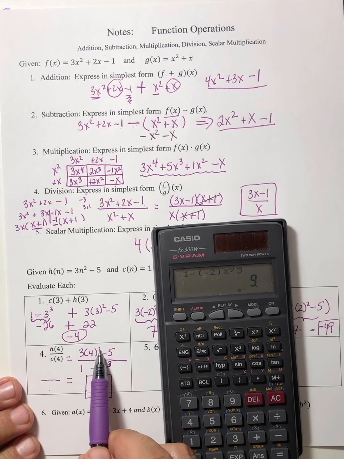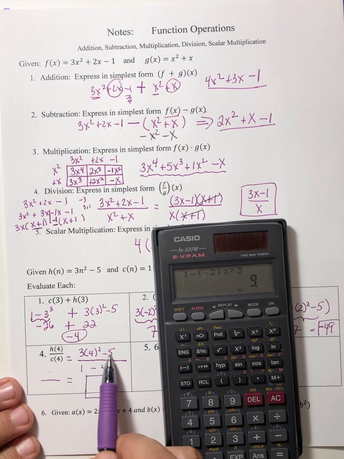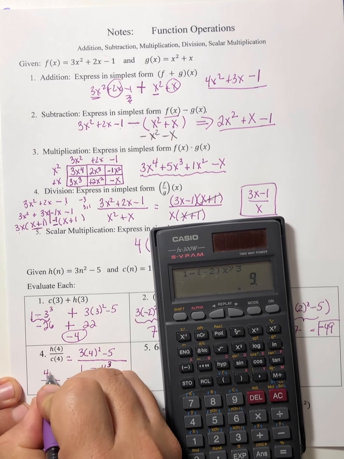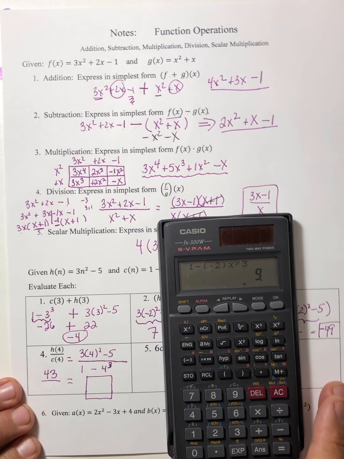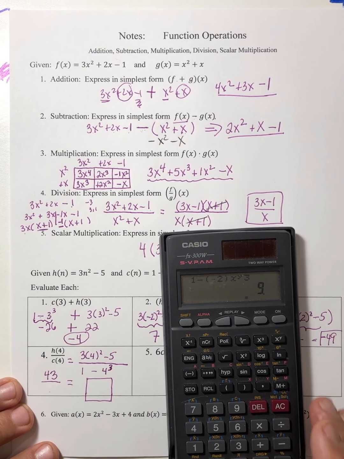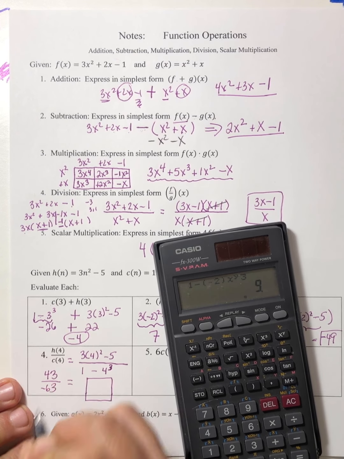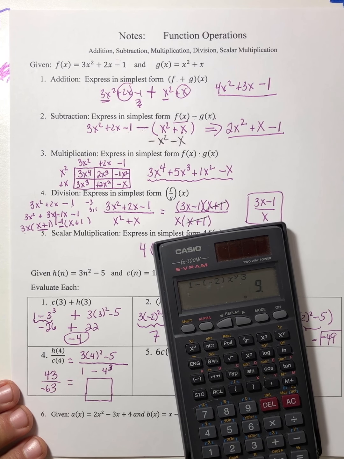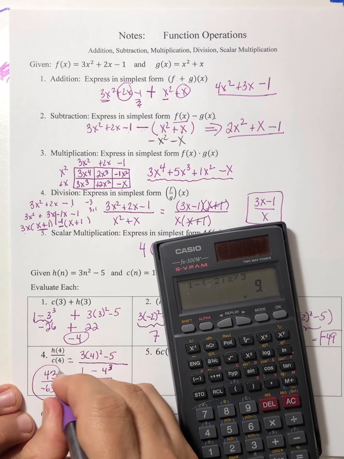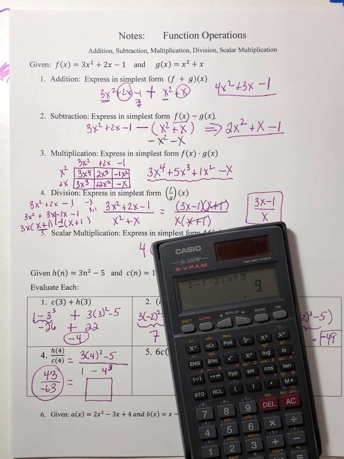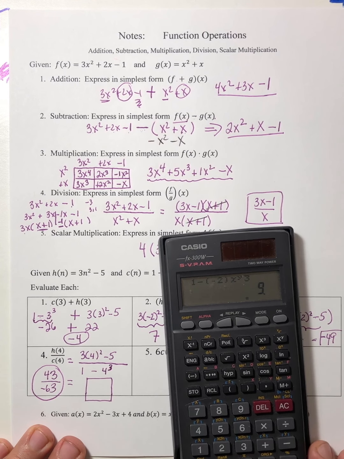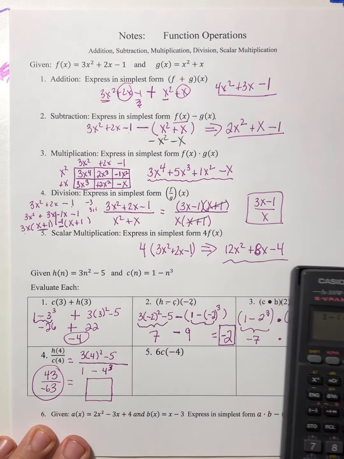Well, 4 squared is 16 times 3 is 48 minus 5 is 43. All right. And then 1 minus 4 to the third. 4 to the third is 64, so 1 minus 64 is a negative 63. Guess what? That can't be reduced. So there's our answer. All right, last one.